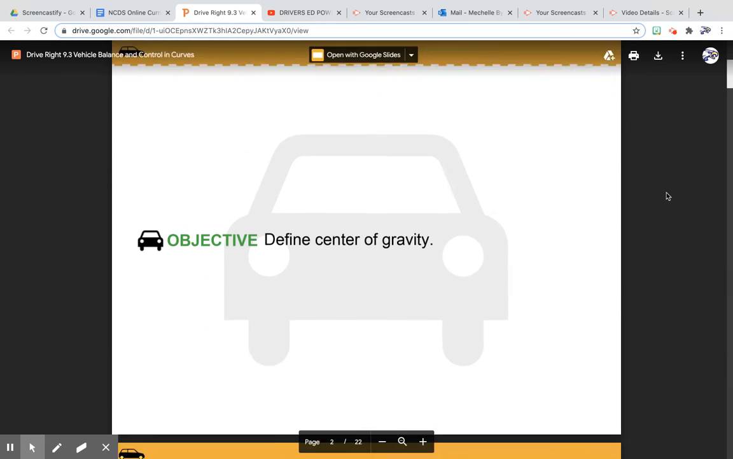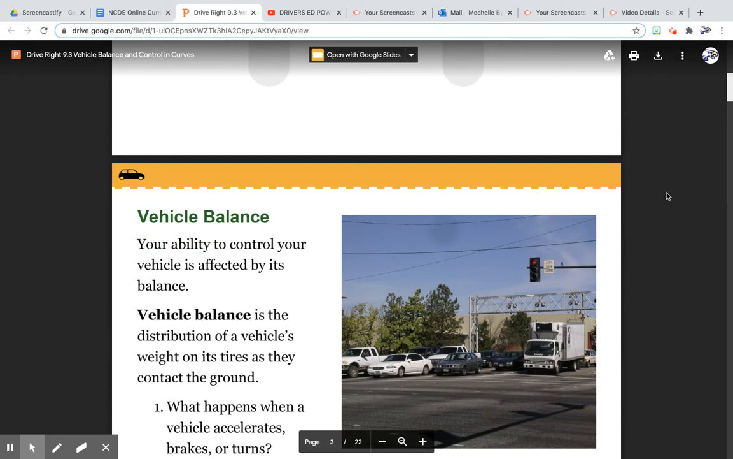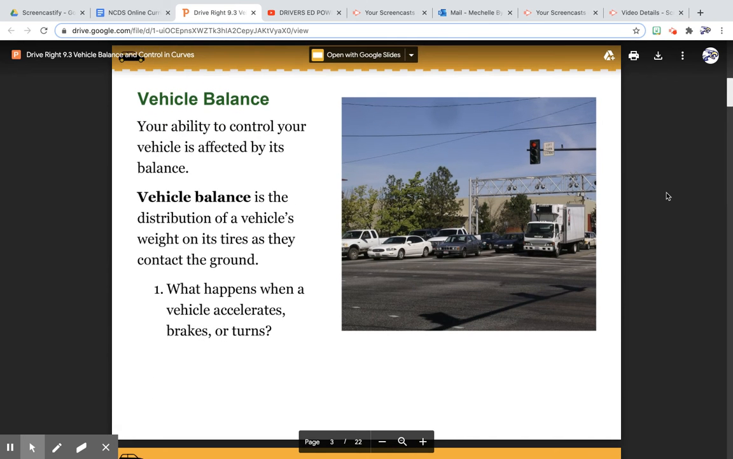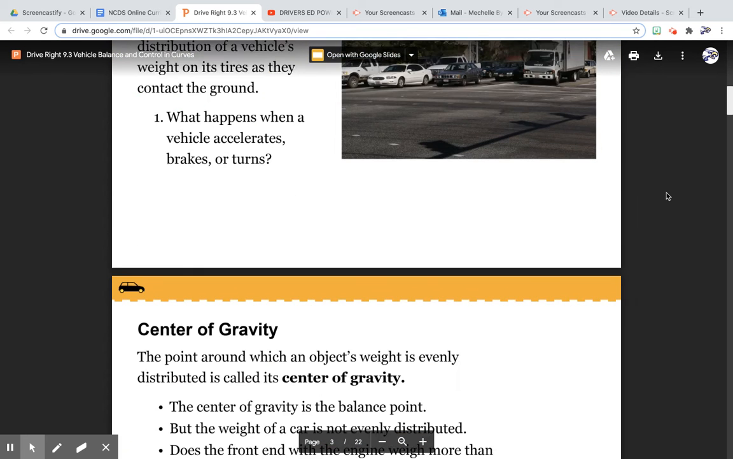Define the center of gravity. Your ability to control your vehicle is affected by its balance. Vehicle balance is the distribution of a vehicle's weight on its tires as they contact the ground. What happens when a vehicle accelerates, brakes, or turns?